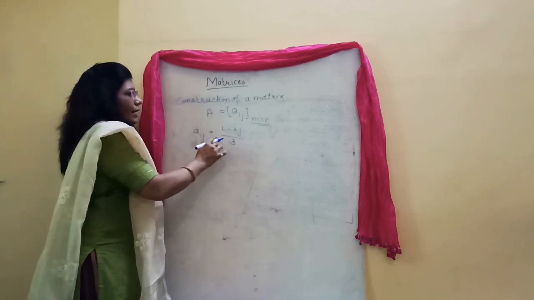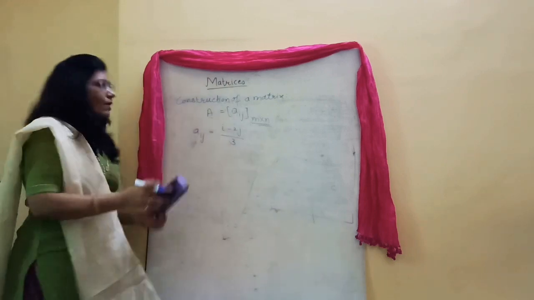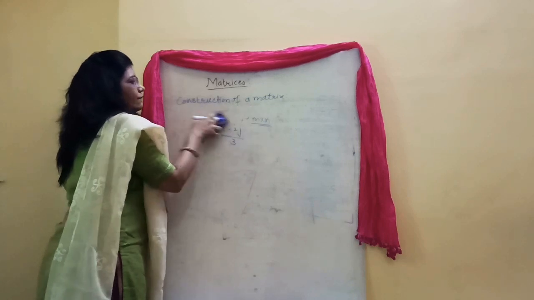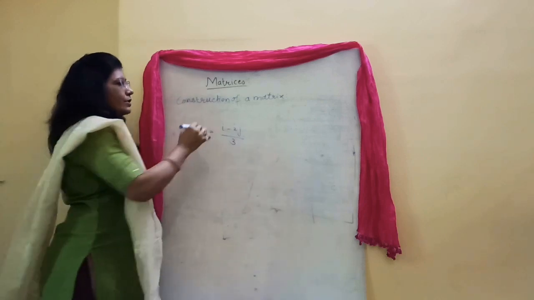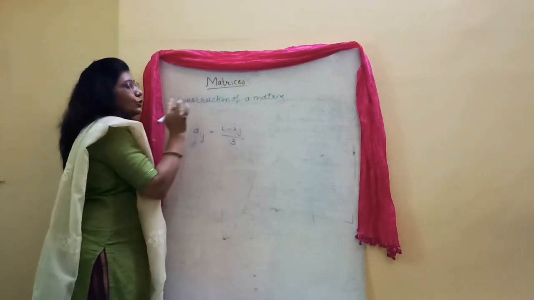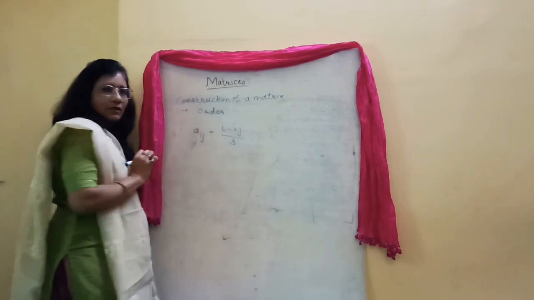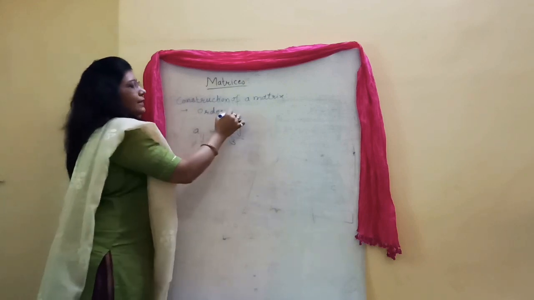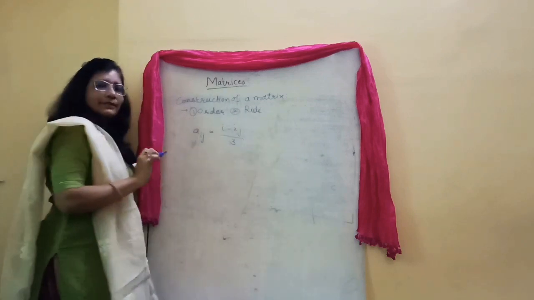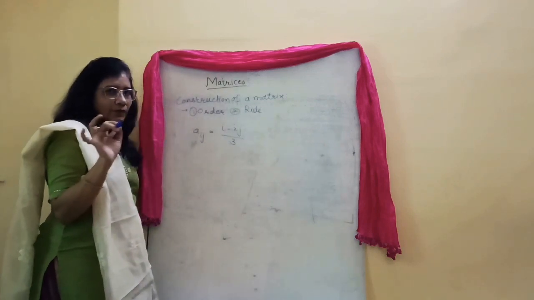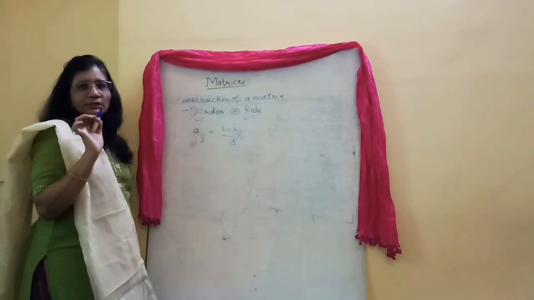So if I have to construct a matrix, the order must be given. If order is not given, then you can't form a matrix. To construct a matrix, we need two things. That is, the order is a must, which order the matrix is of, and the second thing is the rule that will be satisfied by all the elements of the matrix. If these two things are given, then you can construct a matrix.